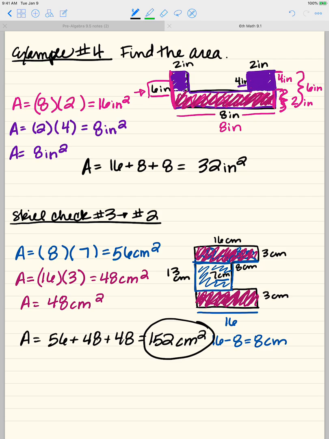Practice with the first one, okay? Skill check number 3, number 1. Do a quick practice on that one, just so you know, the final answer to that is 66 meters squared if you decide to practice with that one. Okay, that's it for this lesson.